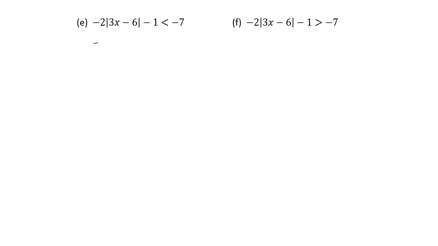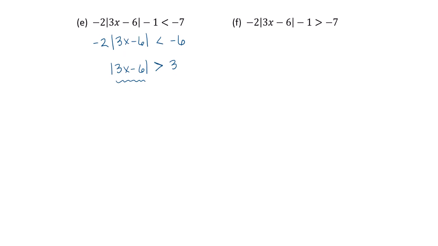I'm going to go ahead and add 1 to both sides. So I have negative 2 times the absolute value of 3x minus 6 is less than negative 6 after adding 1 to both sides. Now I need to divide both sides by negative 2. That's how I get the absolute value isolated. When I do that, I get the absolute value of 3x minus 6 is now greater than 3.